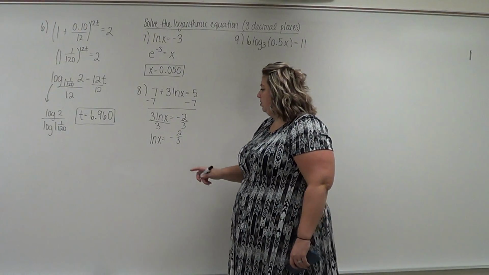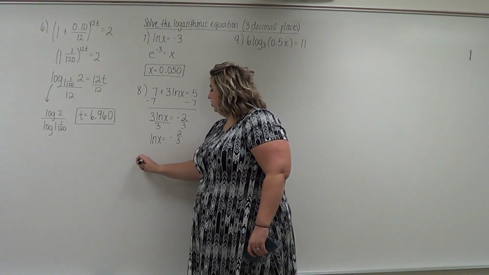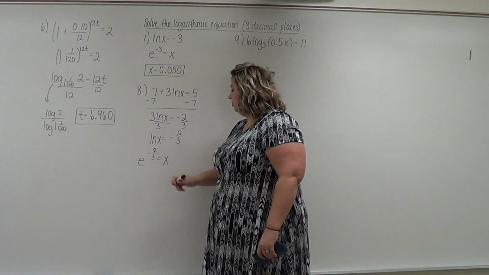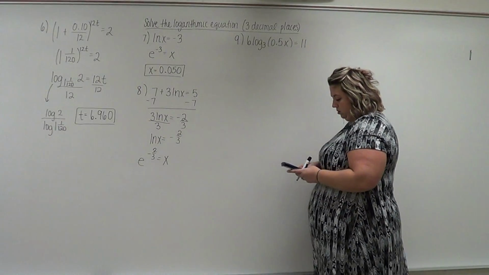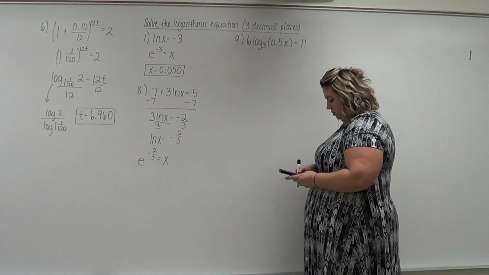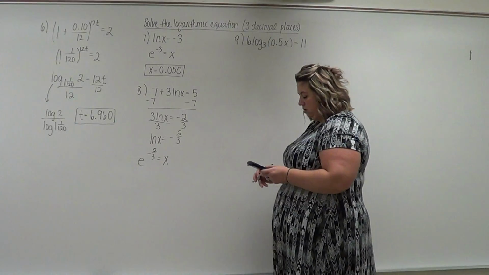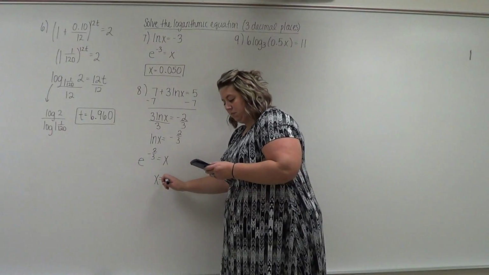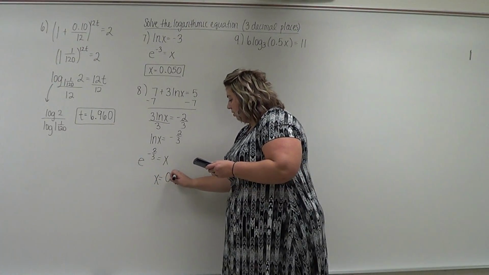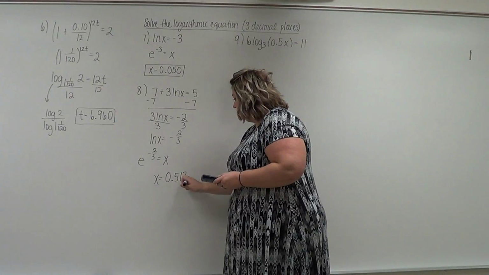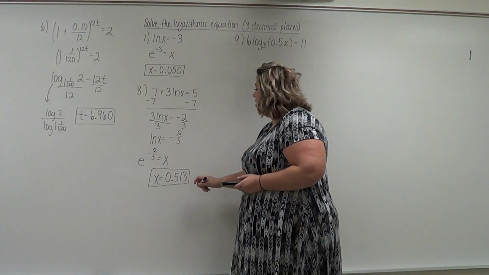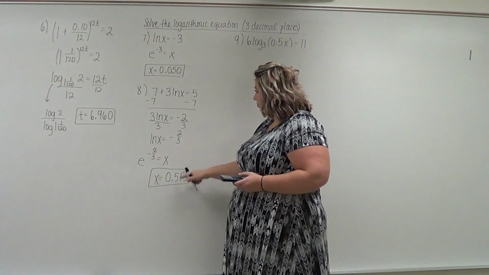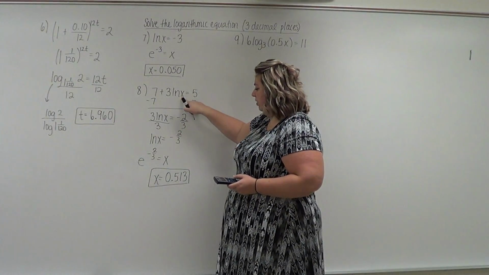Then I would write it like an exponential. My base here is e, so this would be e to the negative 2/3 equals x. So that means x would equal 0.513. Make sure on your logs, when you plug them back in, you're not taking the log of a negative. If I plug this in, I'd be taking the log of 0.513, that's fine.